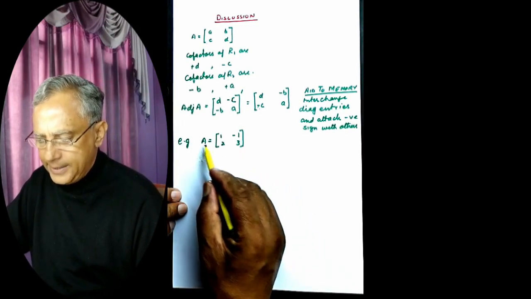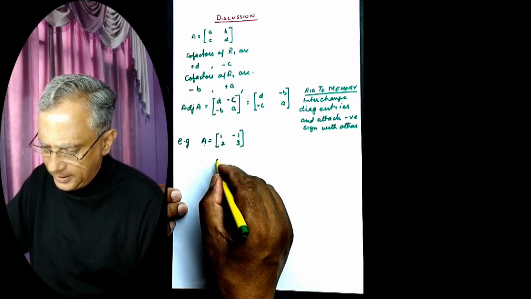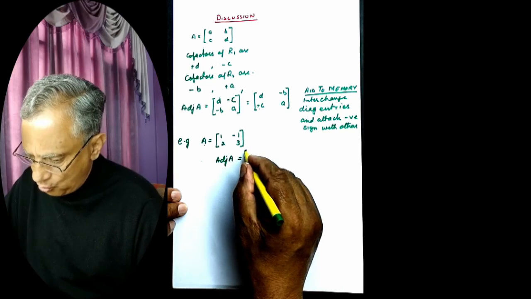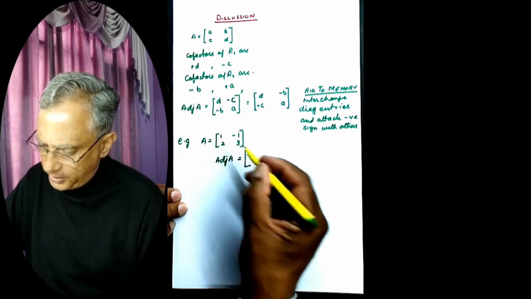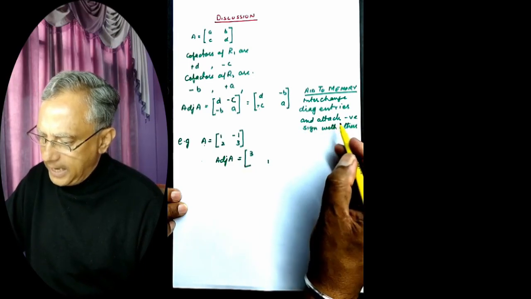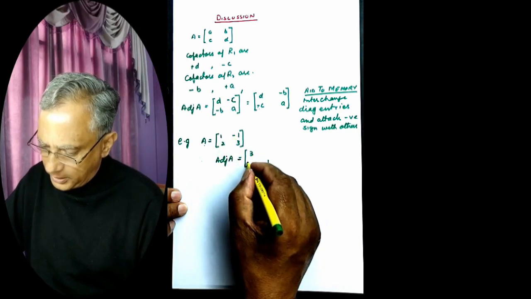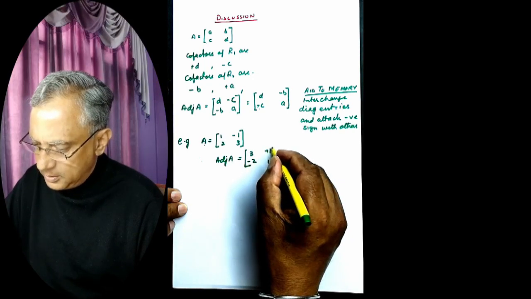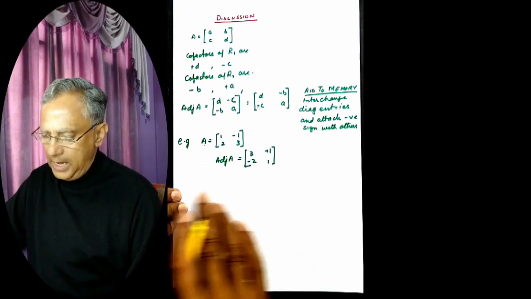For example, A is equal to this much, and we have to find adjoint of A. So adjoint of A will be equal to, what are the keywords? Interchange diagonal entries. Interchange these two diagonal entries, 3, 1. We have interchanged the diagonal entries and attach a negative sign with the others. Now with the other two entries, we have to attach a negative sign. 2 will become minus 2 and minus 1 will become 1. So this will be the adjoint.